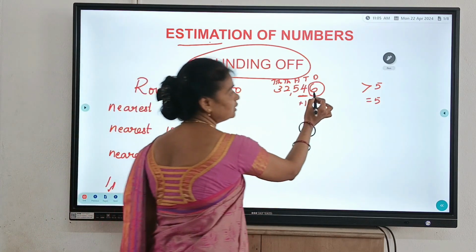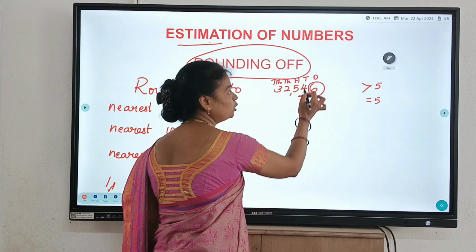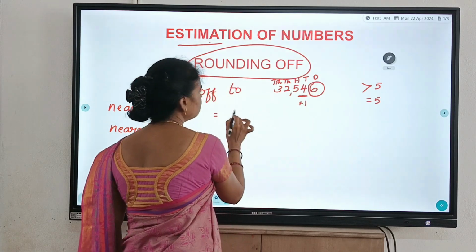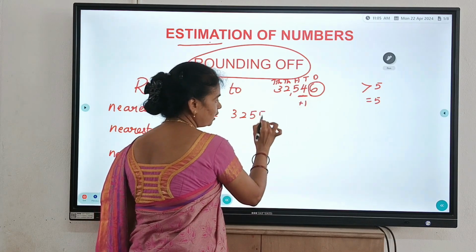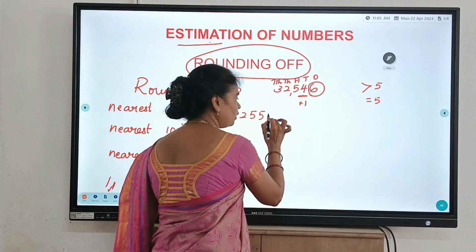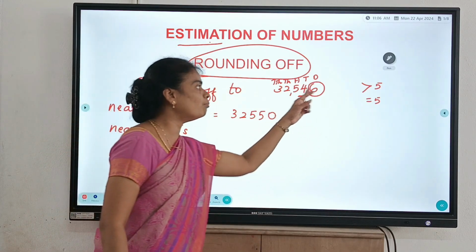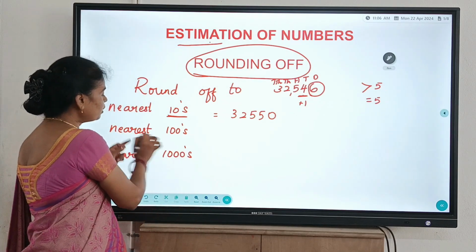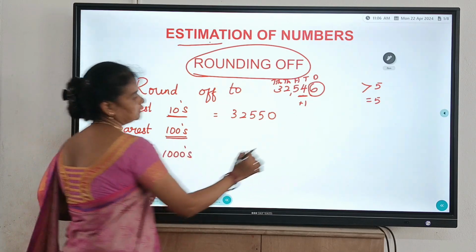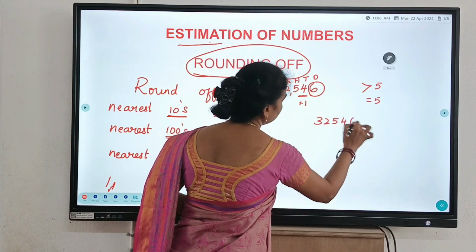So here it is 6, which is greater than 5, and hence I am adding plus 1 to this number. So the answer for this will be 3, 2, 5, and 4 plus 1 is 5, and instead of 6, we will write only 0 and not 6. That is, we are rounding this number to the nearest tens. In the same way, if this number is rounded off to the nearest hundreds, take the same example, 32,546.